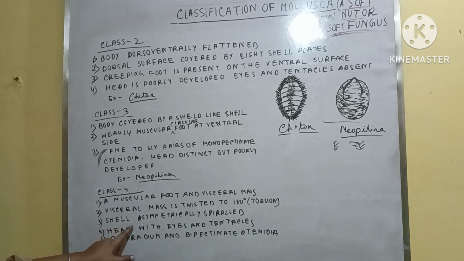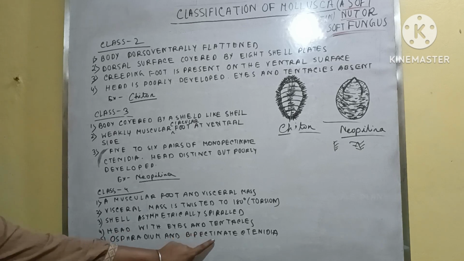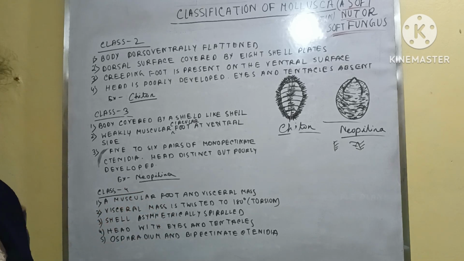Third one is the shell, which is asymmetrically spiraled. The shell is spiraled, and the head is distinct with eyes and tentacles both present. Another organ present here is the osphradium, which is a sensory organ, and obviously bipectinate ctenidia, or gills, are present. Clear? And now we will learn about the subclasses of the Gastropoda. So continue with me.